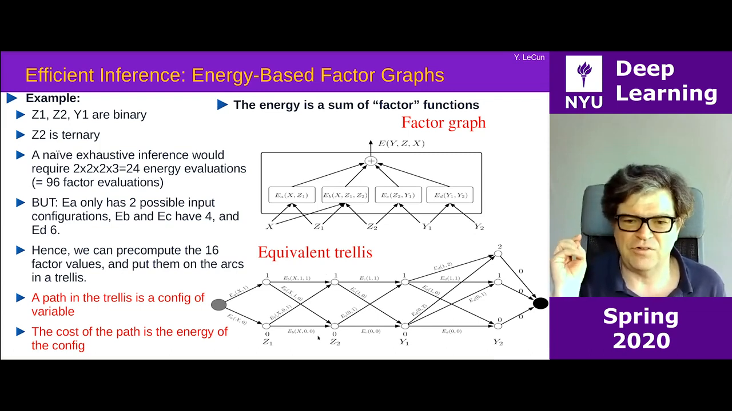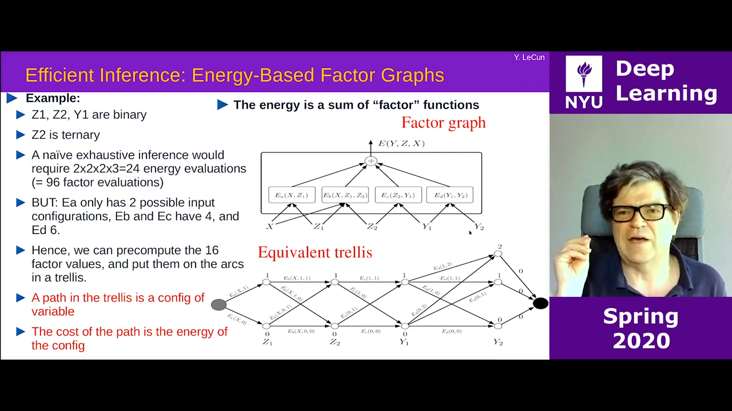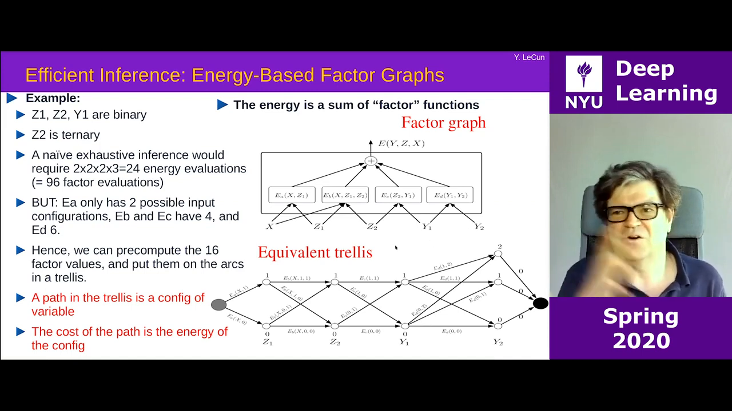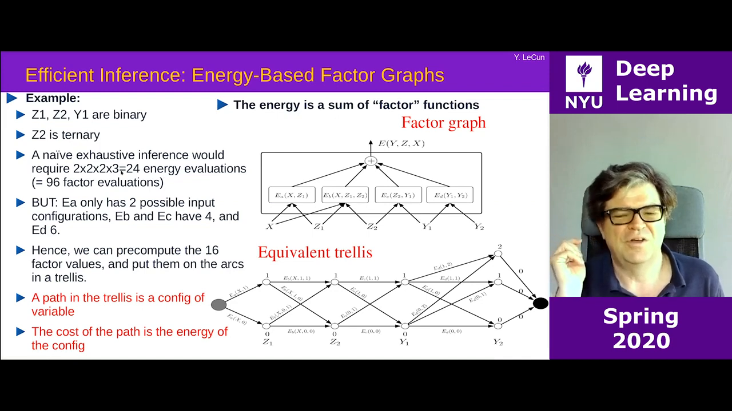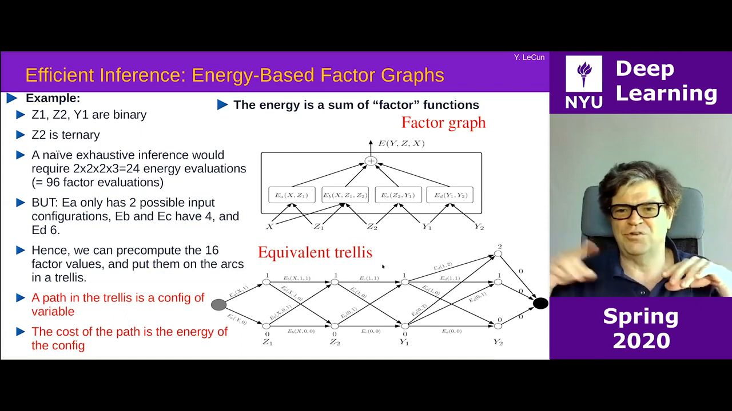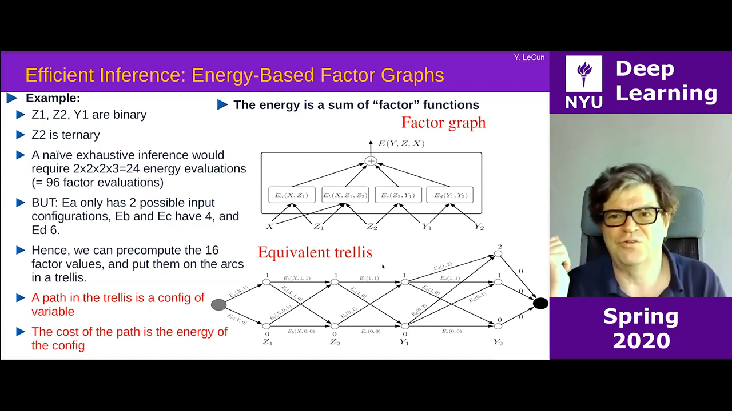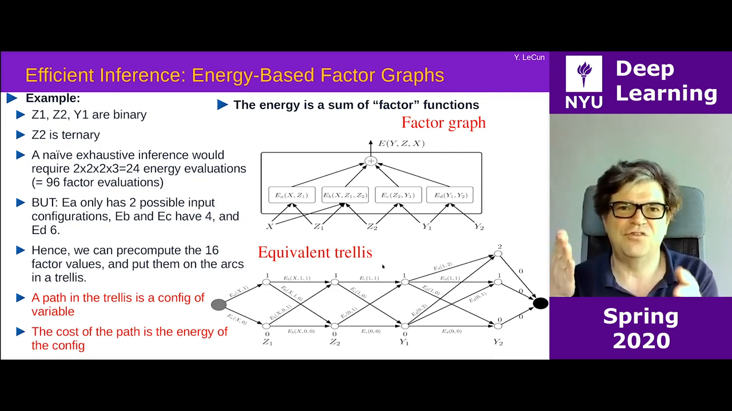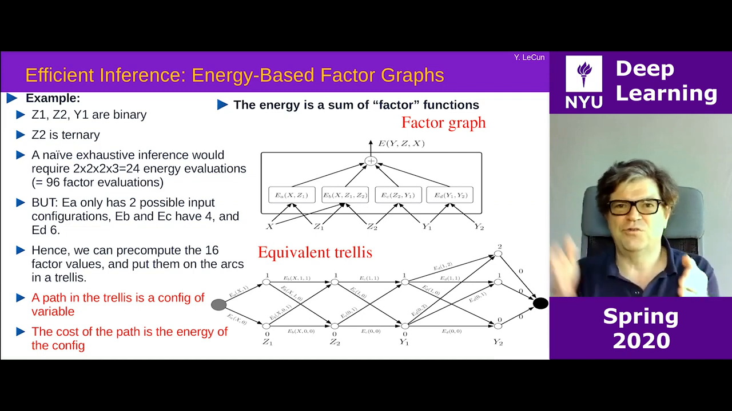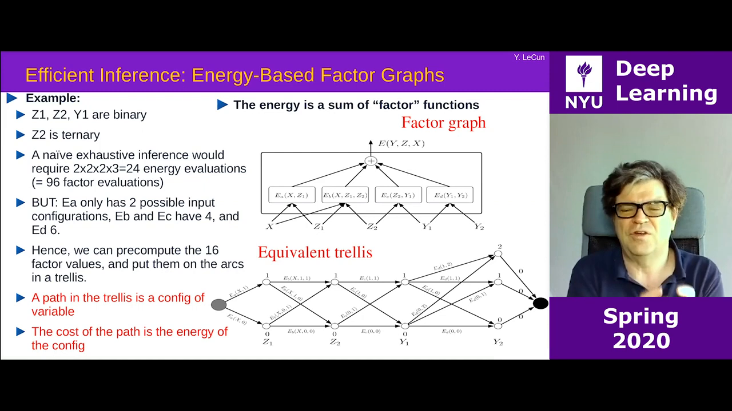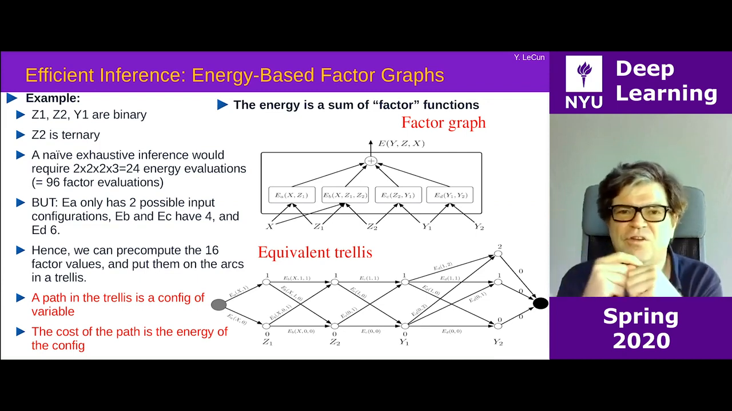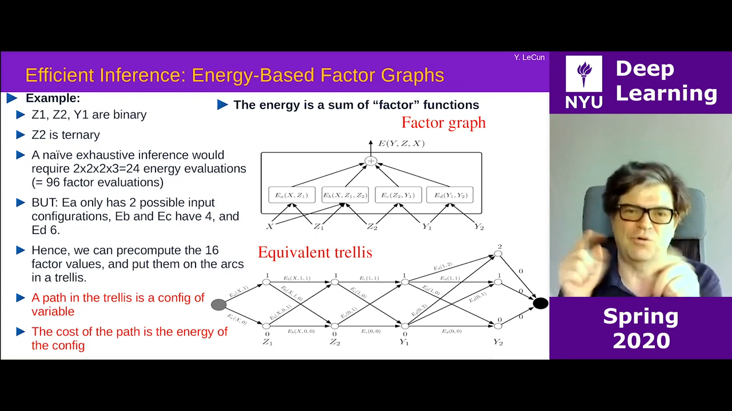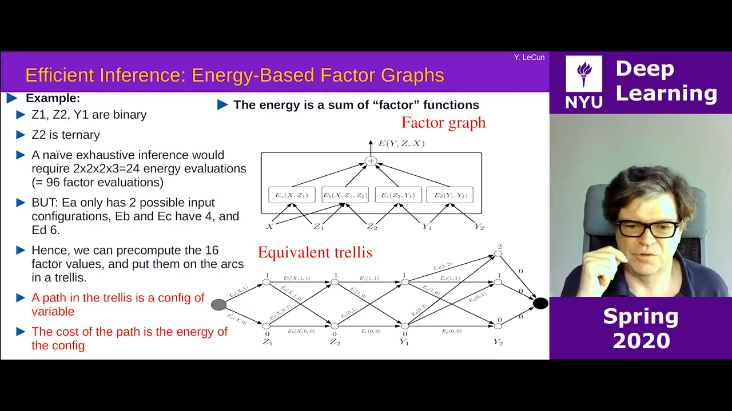What I'm explaining down there with the trellis is the fact that because those variables are discrete, you can't use gradient descent to infer them. Okay, and so you have to infer them by combinatorial search, essentially. And the first solution I mentioned with the 96 factor evaluations basically is exhaustive search, right? Try every combination of Z1, Z2, Y1, Y2, and figure out which one has the lowest energy. But this is wasteful, because the energy decomposes into terms that only take subsets of variables, so you can reduce this to finding the shortest paths in a graph where the transitions in this graph are annotated by the energies that correspond to the values of the variables of the two corresponding nodes.